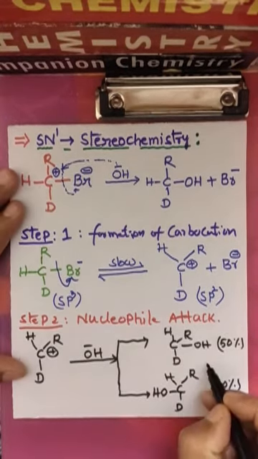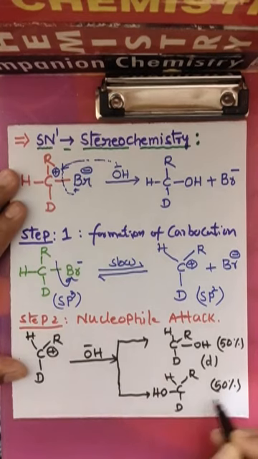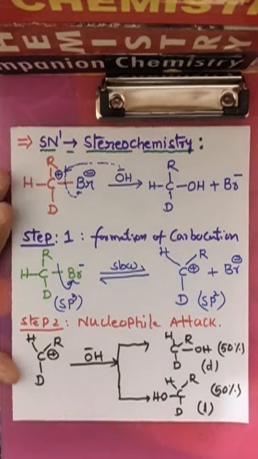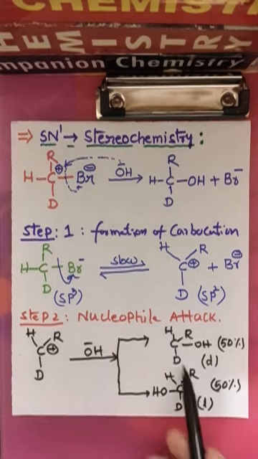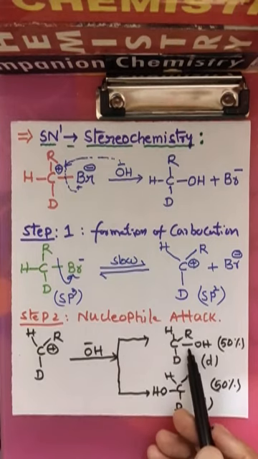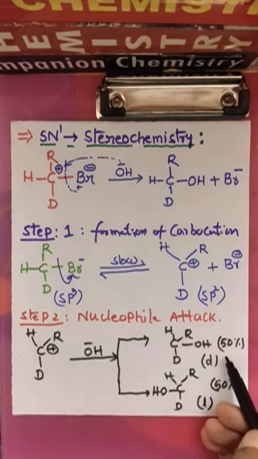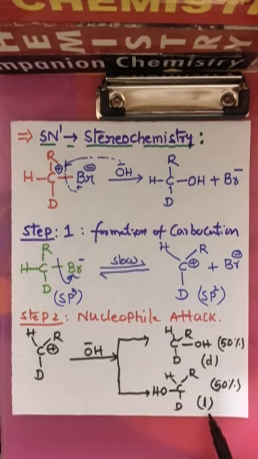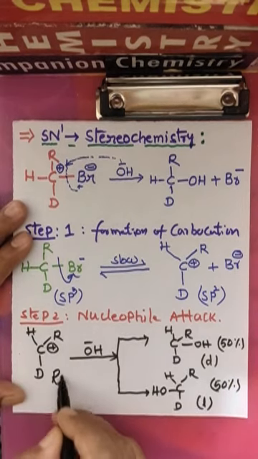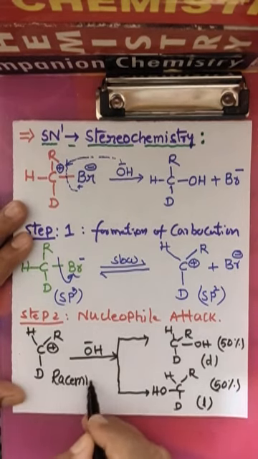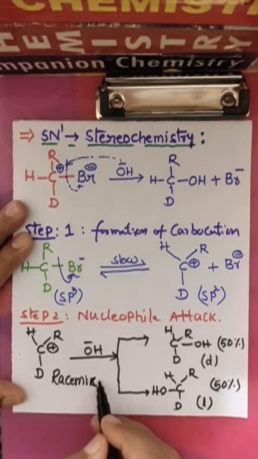Now one of these we can treat as dextro and one of these as levo. Theoretically we can't say, only practically. Meaning if plane polarized light rotates this compound to the right side, dextro. If plane polarized light rotates this compound to the left side, levo. It may be levo, it may be dextro, no problem. And 50% D form, 50% L form. Equimolar D and L forms. This mixture we are calling a racemic mixture.